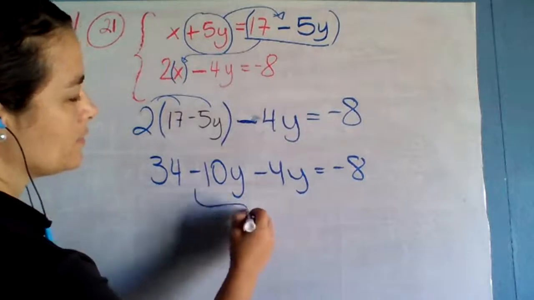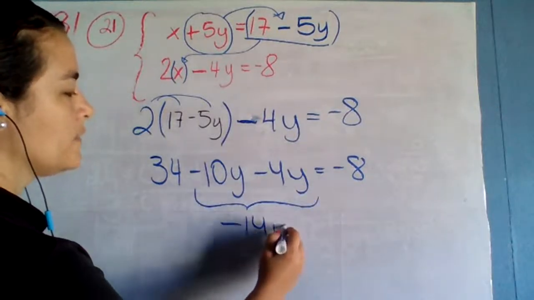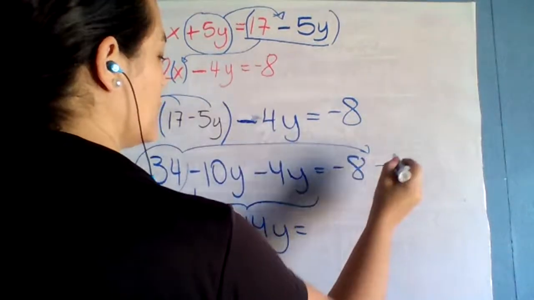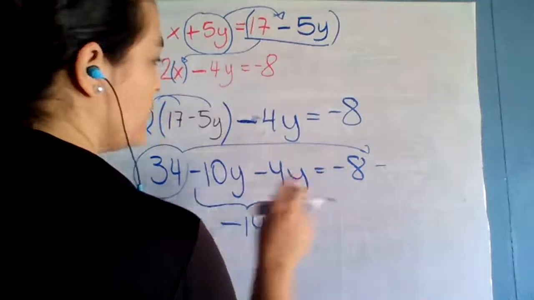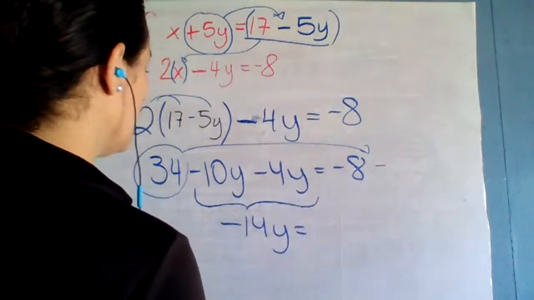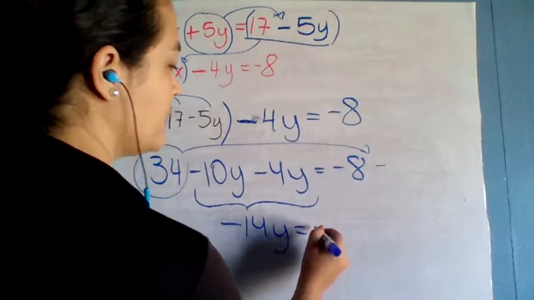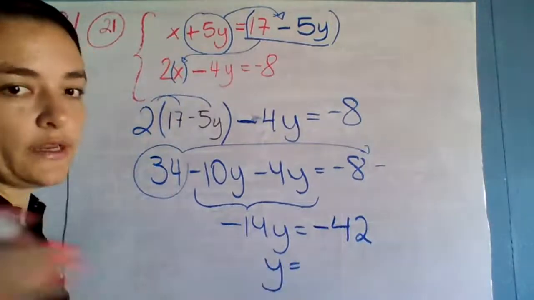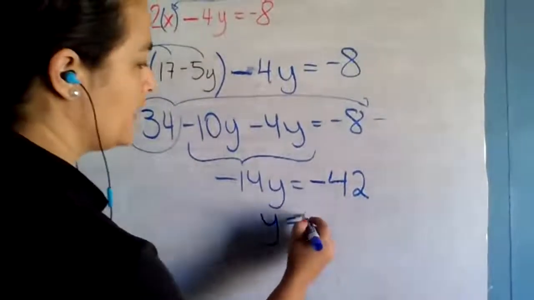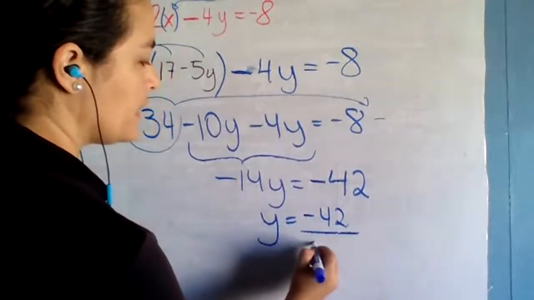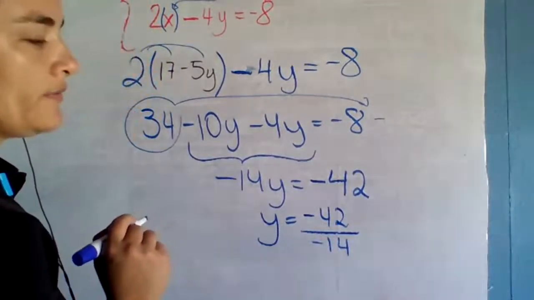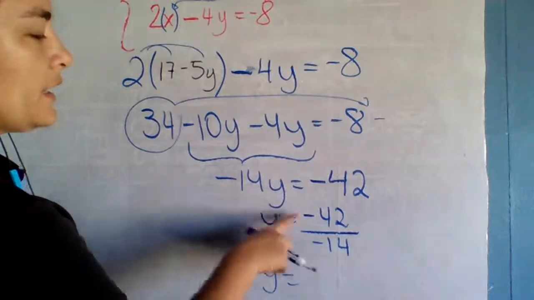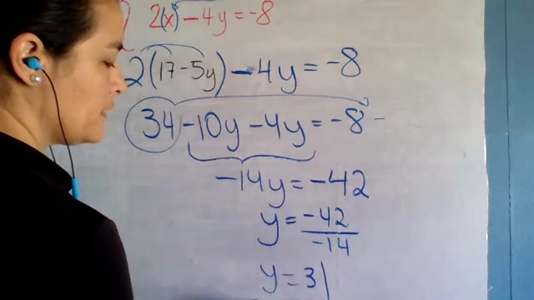These like terms make negative 14y. And this one that is adding is going to come here to subtract. So 34 plus 8 is going to be 42, negative 42. And then the negative 14 goes to divide. Negative 42 divided by negative 14, and that one is 3. So since I have negative over negative, my answer is going to be positive 3.